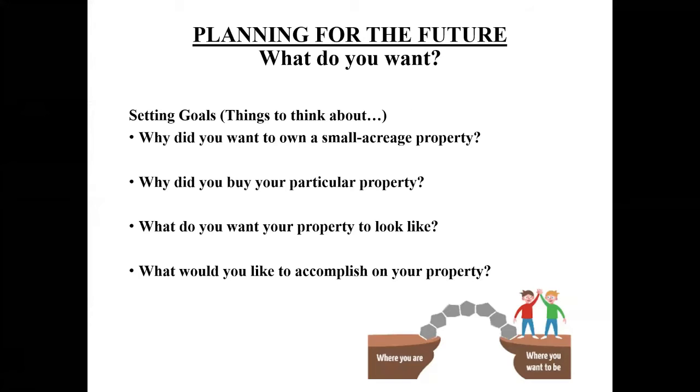Okay, so planning for the future. What do you want? Like we mentioned, it's ideal to set goals. Things to think about: why did you want to own that small acreage property or large acreage? What do you want your property to look like? Do you want it to be natural, low maintenance, versus manicured? What would you like to accomplish on your property? Like, do you want to maintain it for wildlife, pollinators, and have crops? Do you want a multi-purpose property? So think about all the ways you want to use that property.